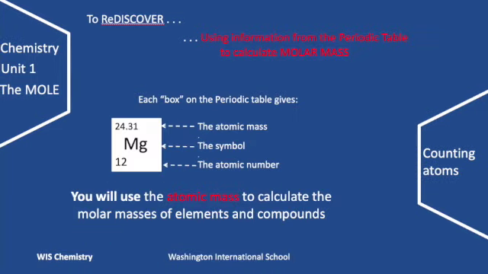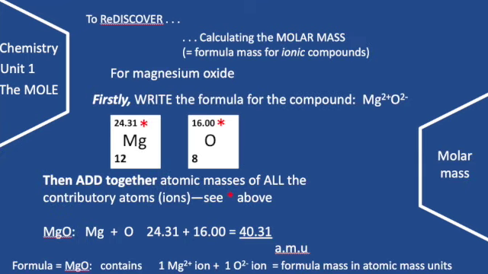And so we're going to use information from the periodic table, and the larger of the 2 numbers given is the atomic mass, not always the top number, but it's the larger of the 2 numbers. And you'll use atomic masses to calculate molar masses. And you're going to write the formula.